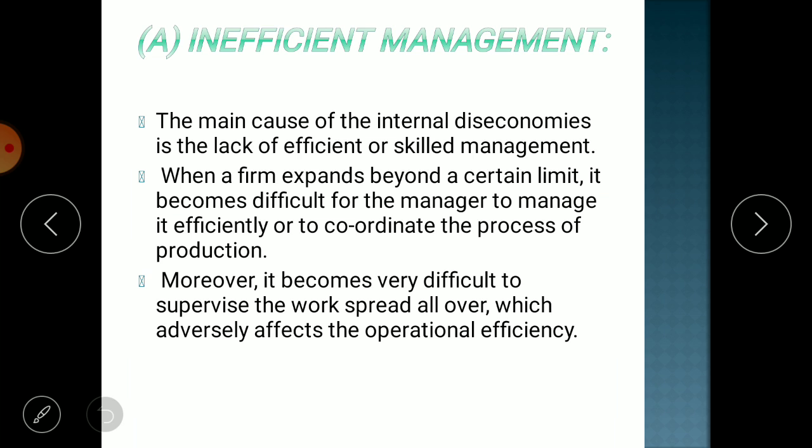The main cause of internal diseconomies is the lack of efficient or skilled management. When a firm expands beyond a certain limit, it becomes difficult for the manager to manage it efficiently or to coordinate the process of production. Moreover, it becomes very difficult to supervise the work spread all over, which adversely affects the operational efficiency.